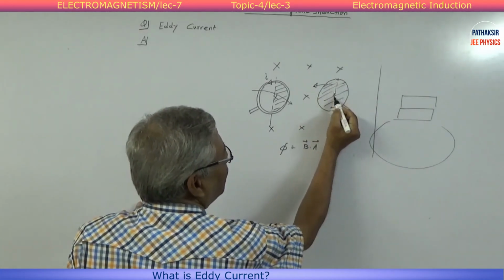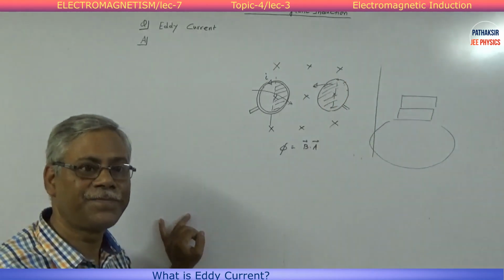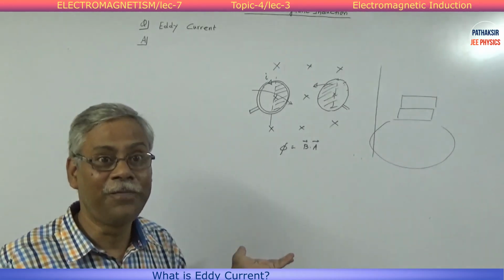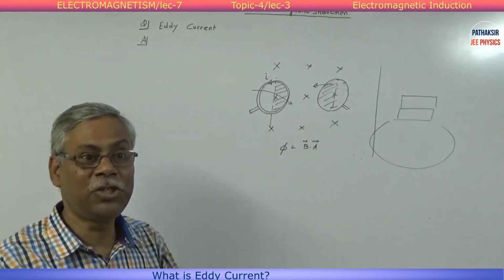What will happen? Through this, flux will change, EMF will be induced, and current will flow. But how will the current flow? This is not a ring, this is a solid plate.